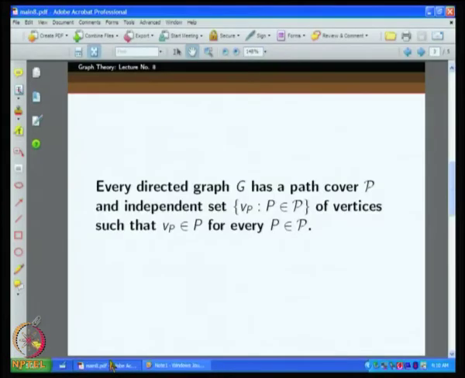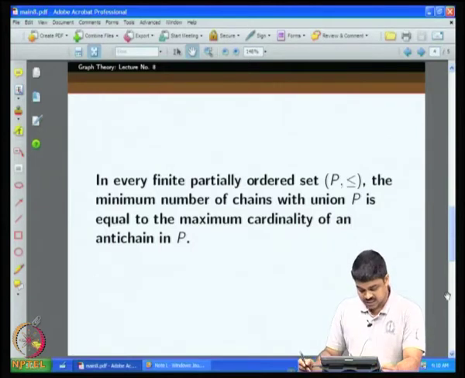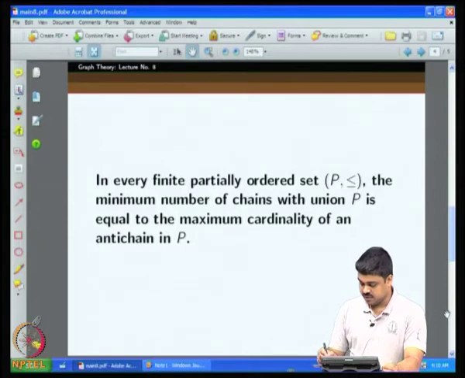Maybe we can look at this. For a finite partially ordered set P, the minimum number of chains with union P, that means the union of the elements of these chains is equal to P, is equal to the maximum cardinality of an anti-chain in P, the biggest.